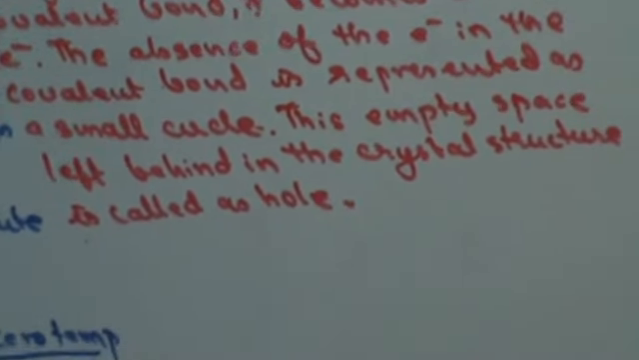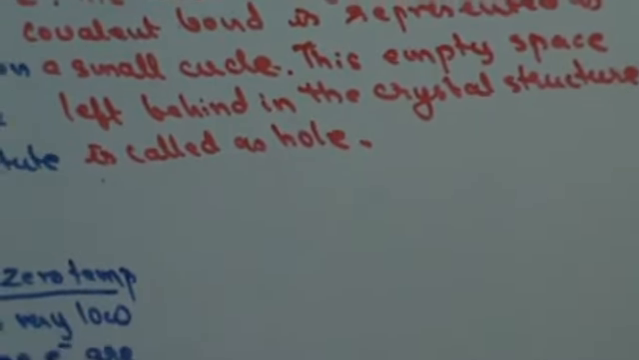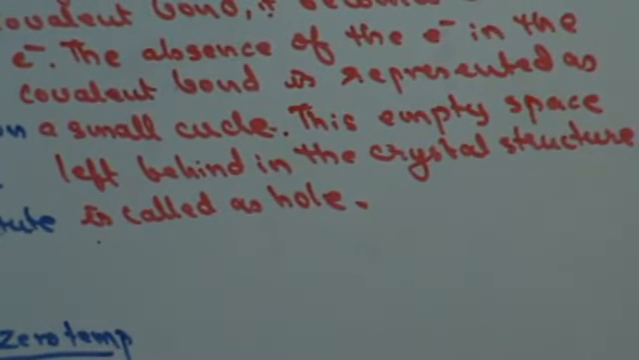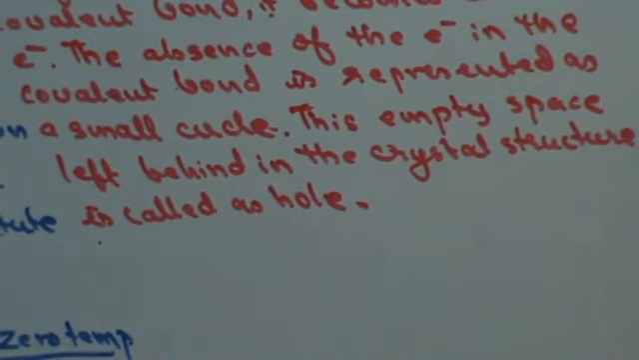So thus, every time you get a free electron in a semiconductor, every free electron is associated with a hole. Fine, do you get this clear? The free electron is formed due to the breaking of the covalent bond, and that empty space that is left behind due to the breaking of the covalent bond represents the hole. Fine, do you get this clear?